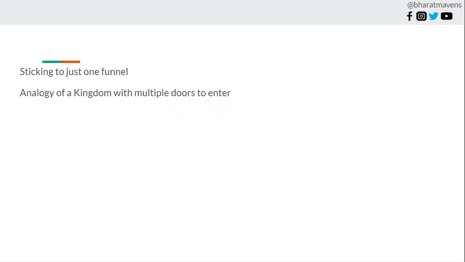Don't constrain everyone to come from the same door into your brand store. Try to have multiple doors, try to have multiple funnels. One can be an educational funnel, one can be via SEO, one can be organic. Try to build on that.